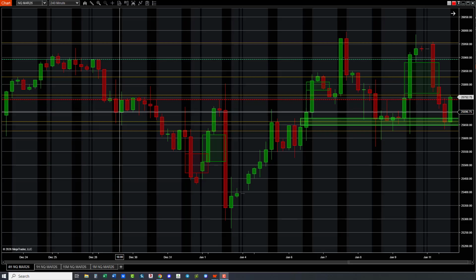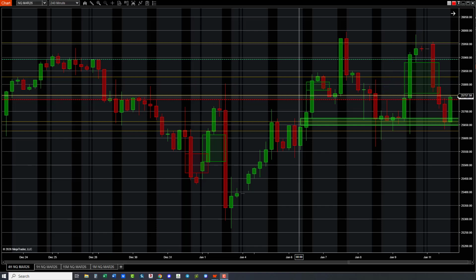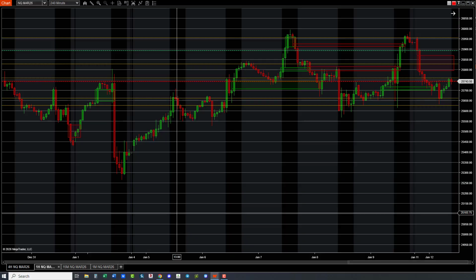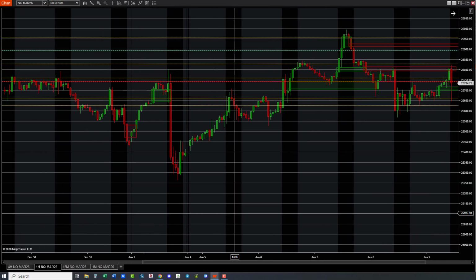So on that 4-hour chart at the beginning of the day, I'm thinking if we get somewhere in here, maybe we can get long. Once we get up here, maybe look for some shorts, especially having these points of interest and value areas from previous days. So then we go to the 1-hour chart. Obviously, you can see what happened for the day there.